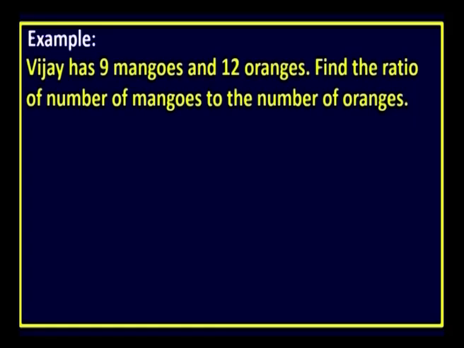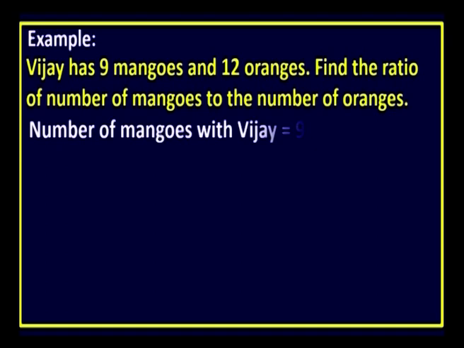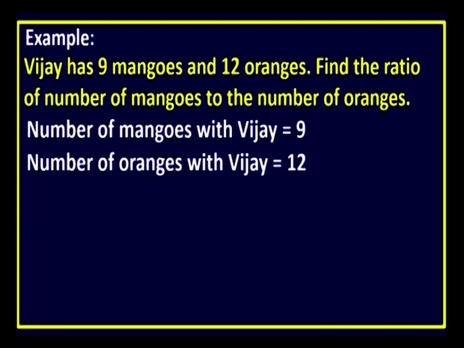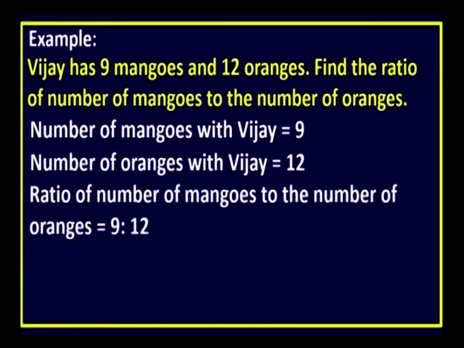Okay, children. So, let us take an example children here as shown on your screen. Vijay has 9 mangoes and 12 oranges. Find the ratio of number of mangoes to the number of oranges. So, first let us write what is given to us children. So, it is very important. First analyze the question, read it once, twice, understand the problem and then write down what is given to you. So, your number of mangoes are 9 with Vijay. Oranges Vijay has? Yes, 12. Now, let us find the ratio of mangoes to the oranges, that is 9:12.